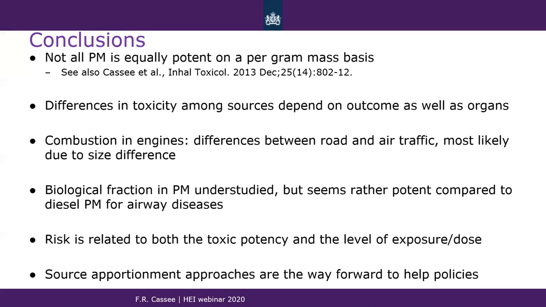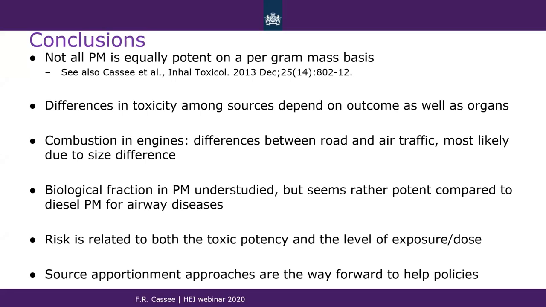We see differences between road and air traffic, most likely due to the differences in sizes and maybe also in the chemical composition. Biological fraction, as I just pointed out, is by and large understudied, but seems to be very potent compared to diesel particles, for instance. And then risk is, of course, related to both toxic potency and the levels of exposure.